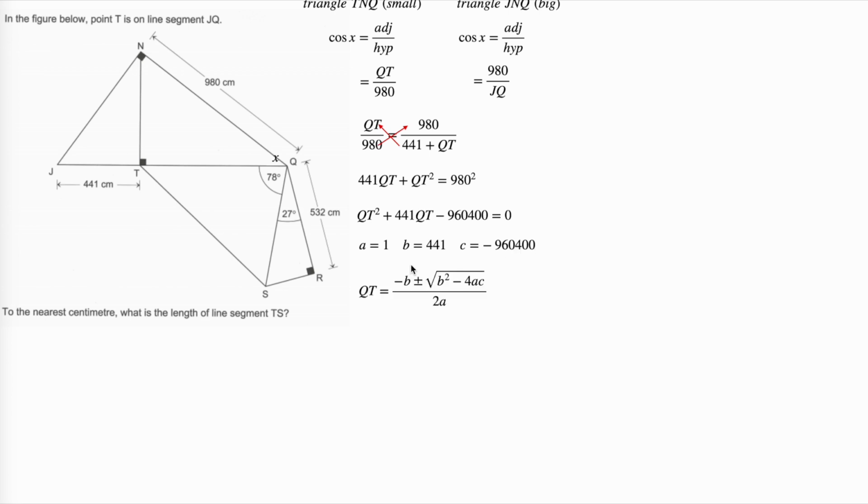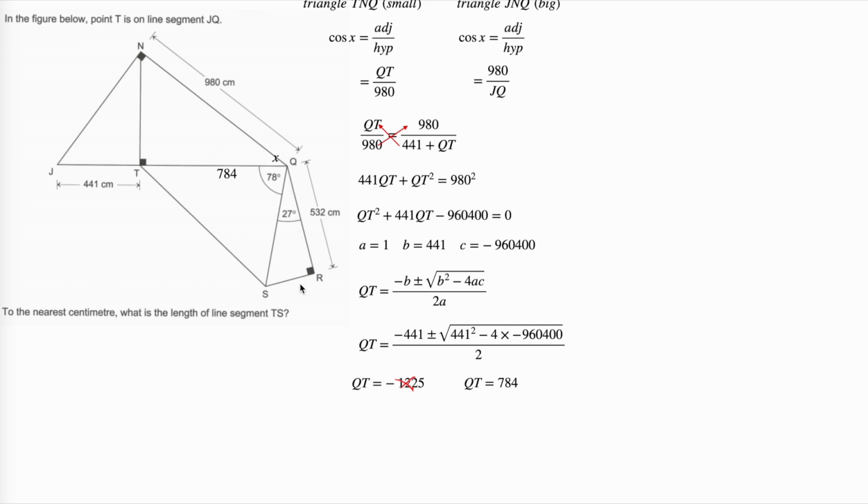We plug that into our quadratic formula. That's negative B plus or minus the square root of B squared minus 4AC, all divided by 2A, where B is 441, so we have negative 441 plus or minus the square root of 441 squared, take away 4 times A, which is 1, times C, which is negative 960,400, all divided by 2. That gives us a negative 1,225, which we're going to discount because you can't have a negative length. We get 784. We remove the negative one. This is 784.